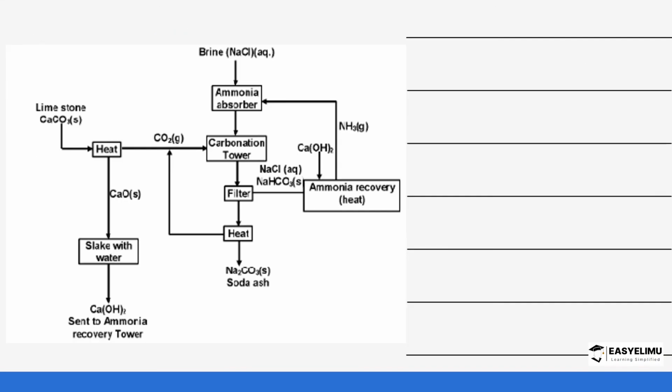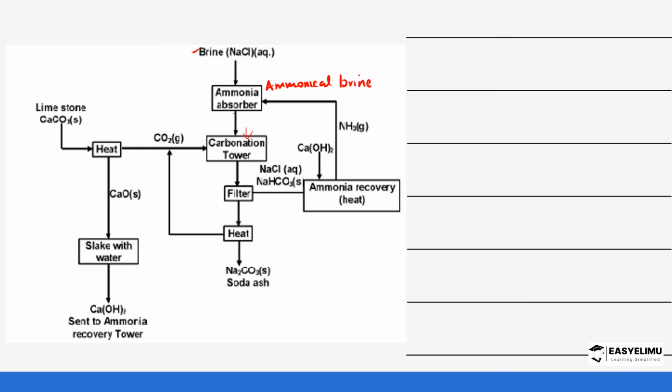I want us to go now through the steps one by one. First of all, we said one of the raw materials is brine. Another raw material is ammonia as well. These are fed into the ammonia absorber and we form ammoniacal brine. And then the ammoniacal brine is fed into the carbonator, or where carbonation happens.